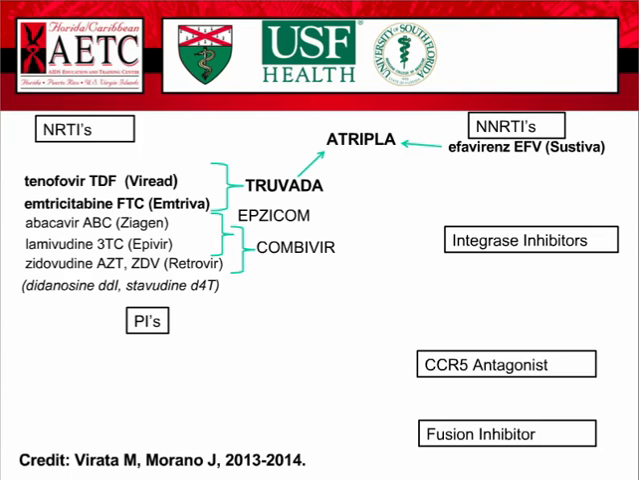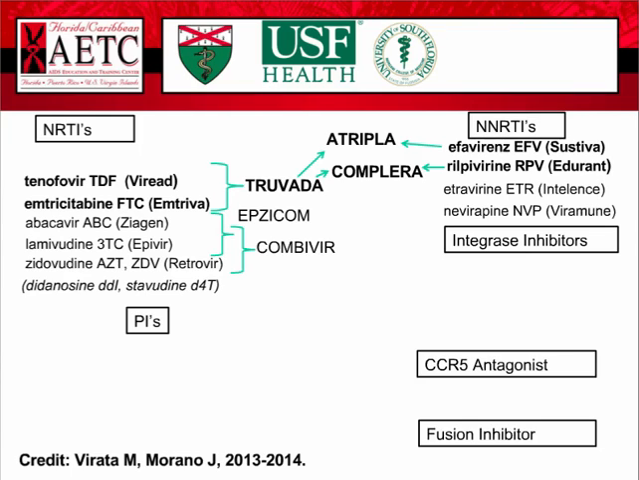The second way of remembering for your non-nukes is rilpivirine, which is a fabulous drug, RPV or Edurant. This has also been very effective, and when you combine rilpivirine with our favorite backbone, Truvada, you get Complera, which is the brand name. You also see etravirine out there, ETR and Intelence, and then nevirapine, NVP or Viramune. Those do not have any fixed dose combinations, but they are your helpful friends when you start getting resistance.